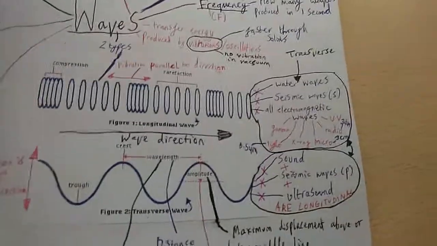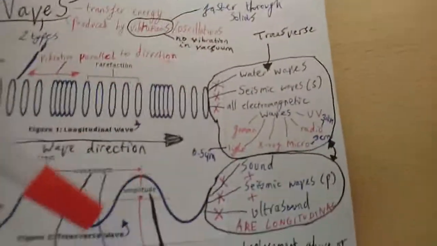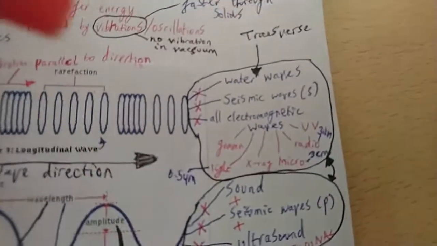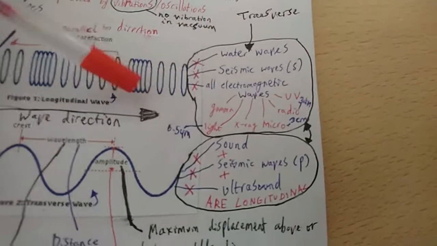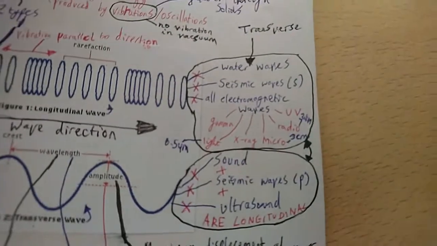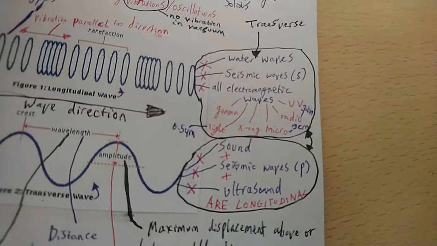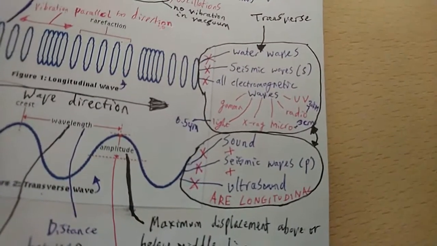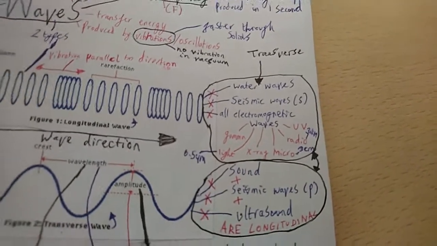So transverse waves, I put that there to confuse you, they're all wrong. Transverse waves, which are these ones, include water waves, seismic waves, which I'm pretty sure are like earthquake ones, type S, and all electromagnetic waves. So electromagnetic waves are light, gamma, X-ray, microwave, radio wave, UV wave. You might be asked which is the shortest electromagnetic wave. It's not the microwave, it's the light wave, which is 0.5 nanometers, I believe, or something like that.